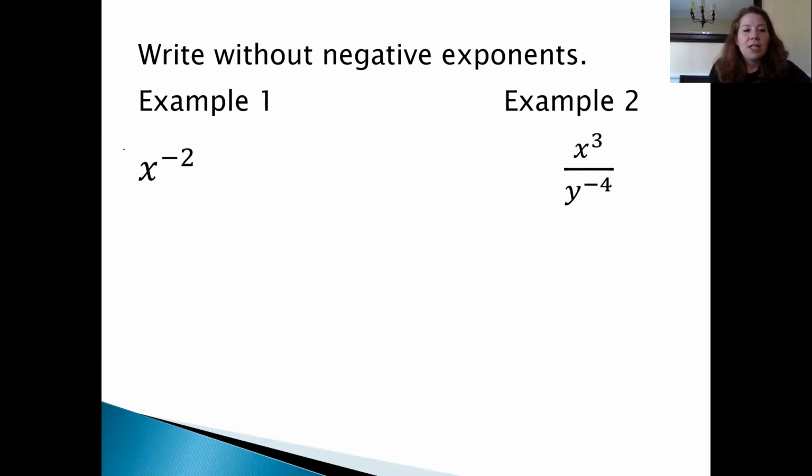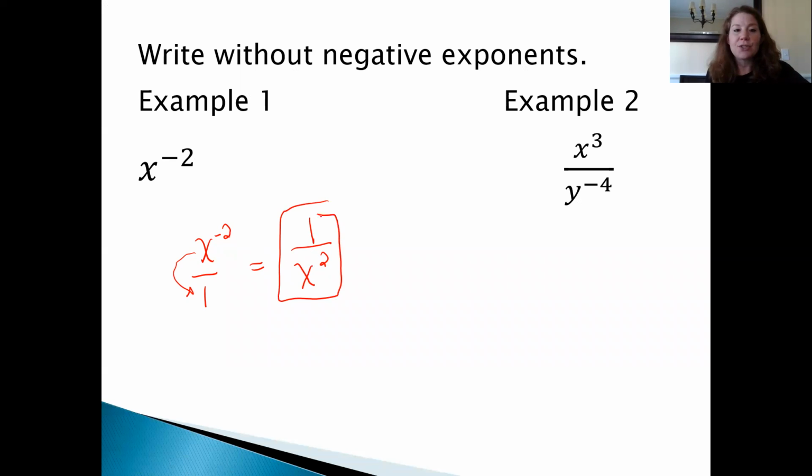All right, so look at example 1. We have x to the negative second. Now, if I wrote x as a fraction, I would write it x over 1, right? Since x is up in the numerator, I want to get rid of that negative. I'm going to flip it down over the line so I can change the sign. Once I flip it down, that negative goes away. And I can't have nothing left in the numerator. I must put a 1 there. That's just the rules of math. So example 1, that is my answer, simplified without negative exponents.